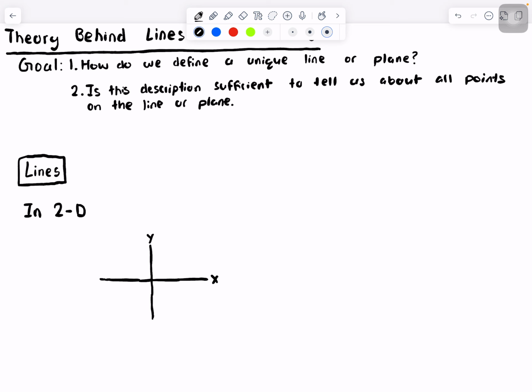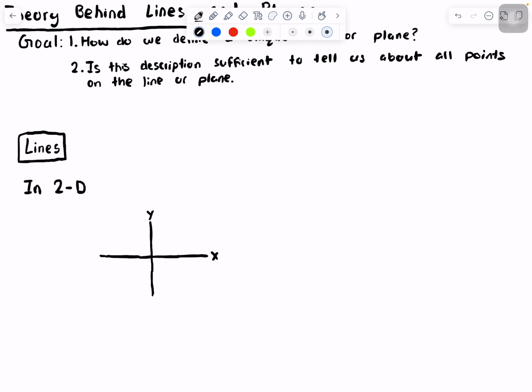If we have some mathematical object, we want to have every property of it and all the things we can possibly know about it. In this case, for a line and plane, we want to know about all the points on the line or plane, right? So we'll focus our attention on goal 1 for this video. Let's begin.